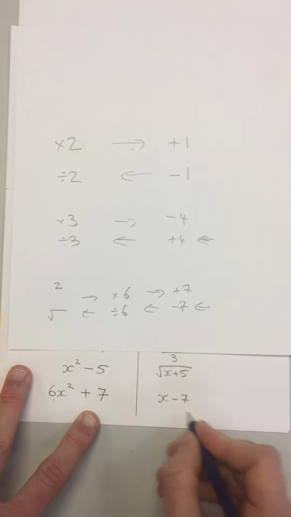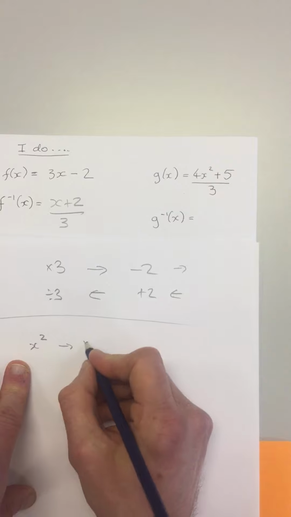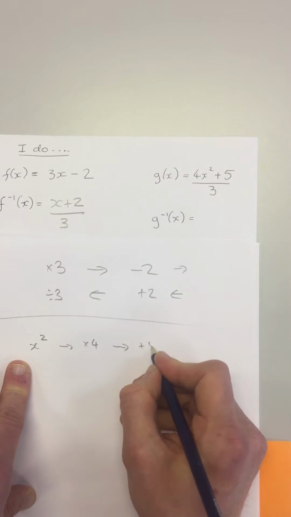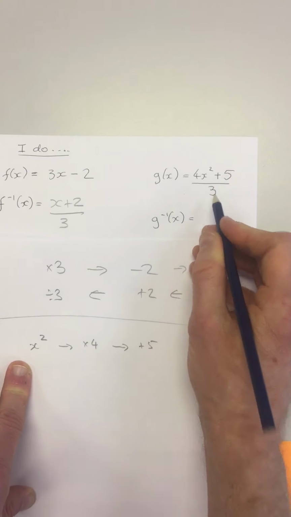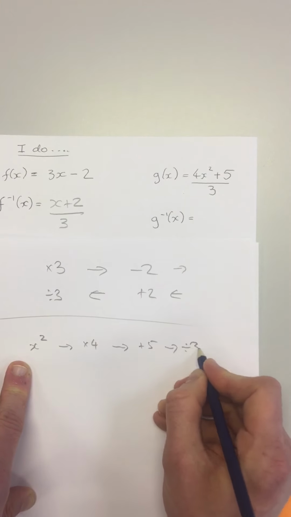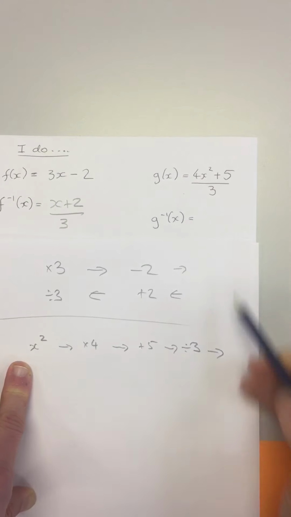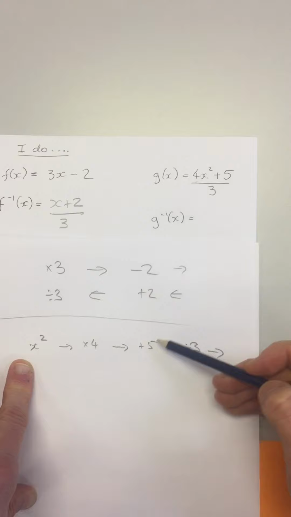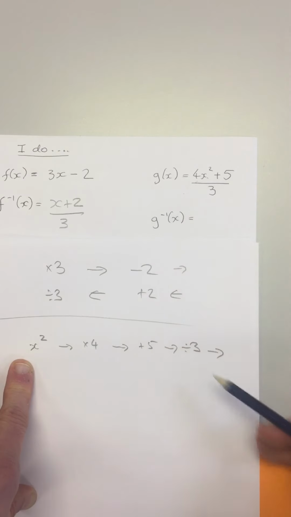For this function over here, g of x is equal to 4x squared plus 5 divided by 3, that would be saying to square the number first, so x squared first, then times by 4, then I would add the 5, and then finally I would divide by 3. That would give me my answer, squaring first, then timesing by 4, then adding the 5, then dividing by 3.